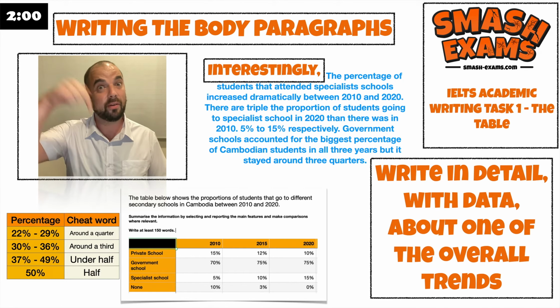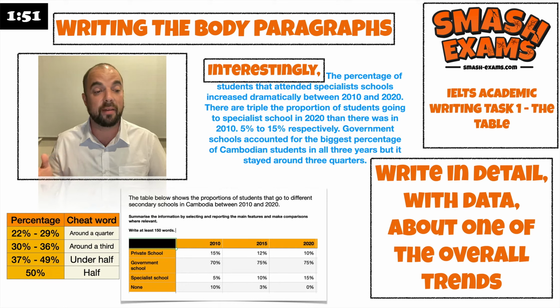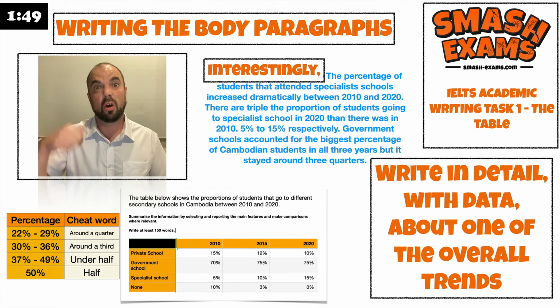In the little table you can see percentages and what cheat words you can use to paraphrase what the percentages are. For example, 47% to 49%, you could say under half.